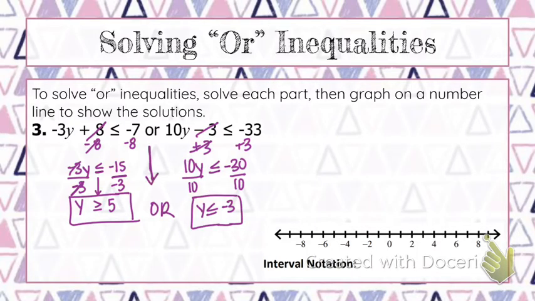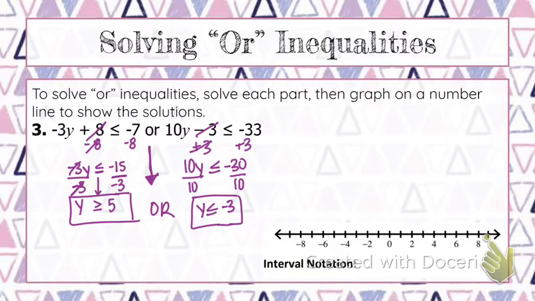This is an or inequality. So we have our two parts with the word or. And now we're going to graph those. So first we have y is greater than or equal to 5. So greater than or equal to gets a closed dot.